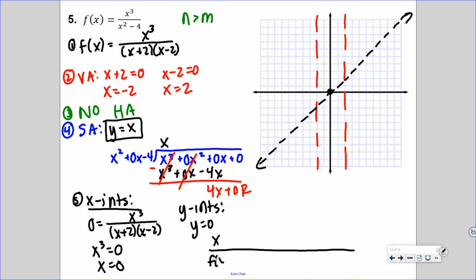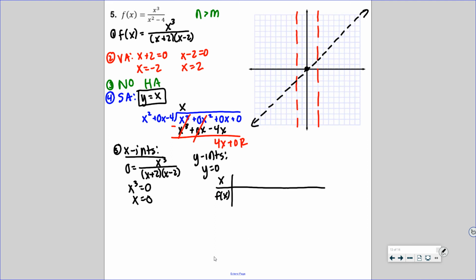So for my table, I want to plot points around the asymptotes. So I picked -4. My usual general rule is do 2 to the left of each asymptote and then 2 to the right. So 2 to the right of this one, I did -1. Obviously, we already did 0. Definitely plug in 1. And then 2 to the right of that other asymptote, so 3 and 4.